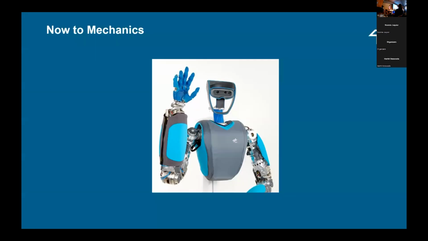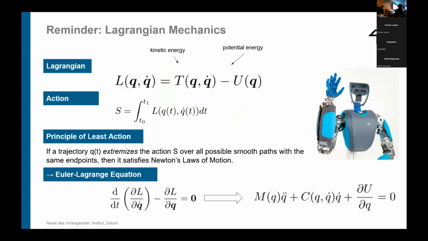Okay, but now let's go into mechanics. And the next 3 slides are maybe a bit equation heavy, so I apologize for that. I like to start with a reminder on Lagrangian mechanics. We've seen it also before in the talk by Nathan. So we usually define something called the Lagrangian, which is the difference of kinetic and potential energy.